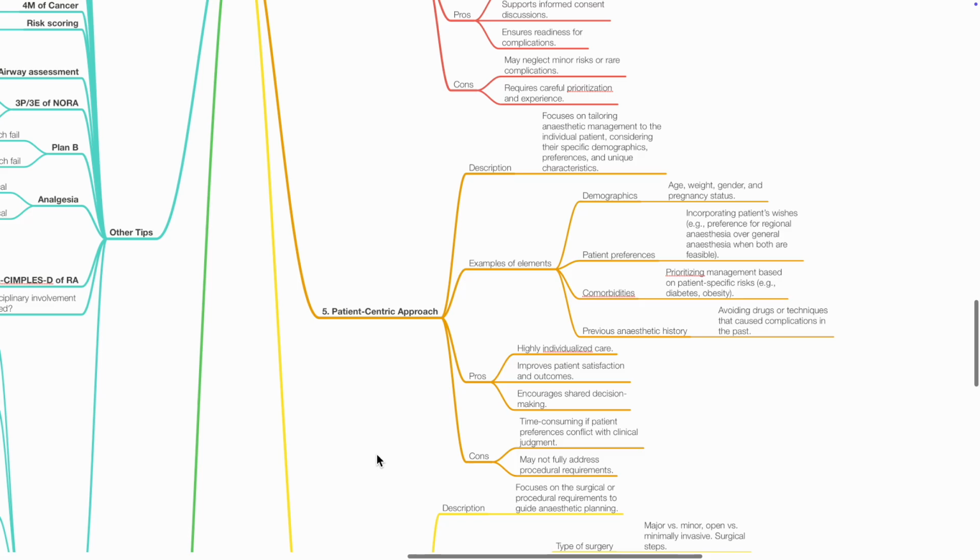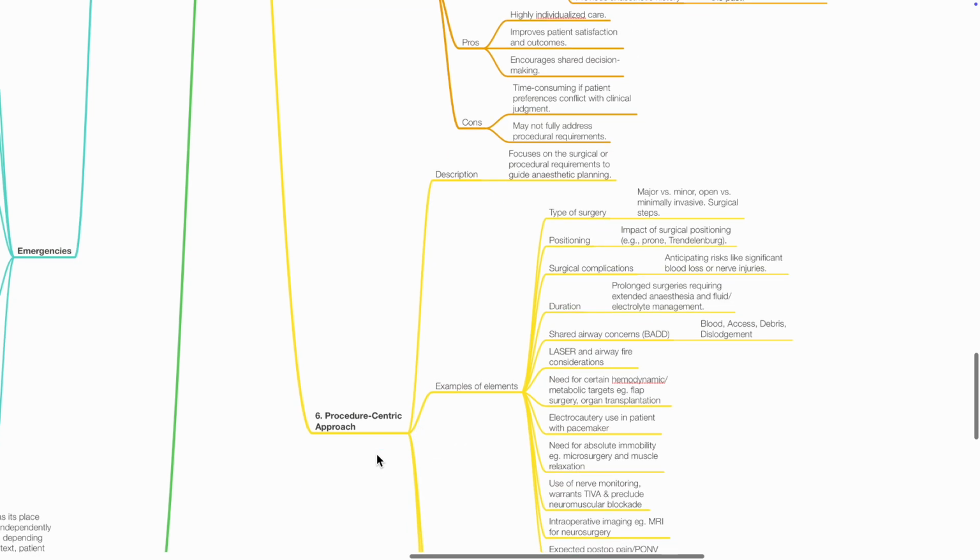Next is the patient-centric approach. This focuses on tailoring anesthetic management to the individual patient, considering their specific demographics, preferences, unique characteristics, comorbidities, and previous anesthetic history. Pros: this provides highly individualized care. It improves patient satisfaction and outcomes and encourages shared decision-making. Cons: this is time-consuming if the patient's preferences conflict with clinical judgment. This approach may not fully address procedural requirements.